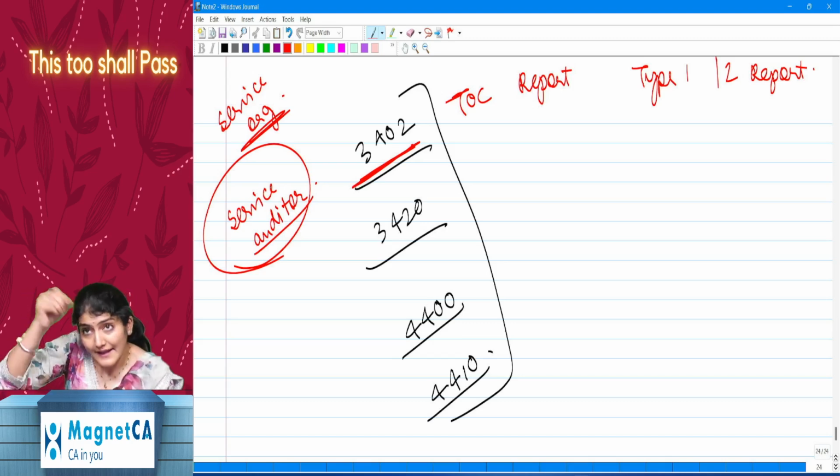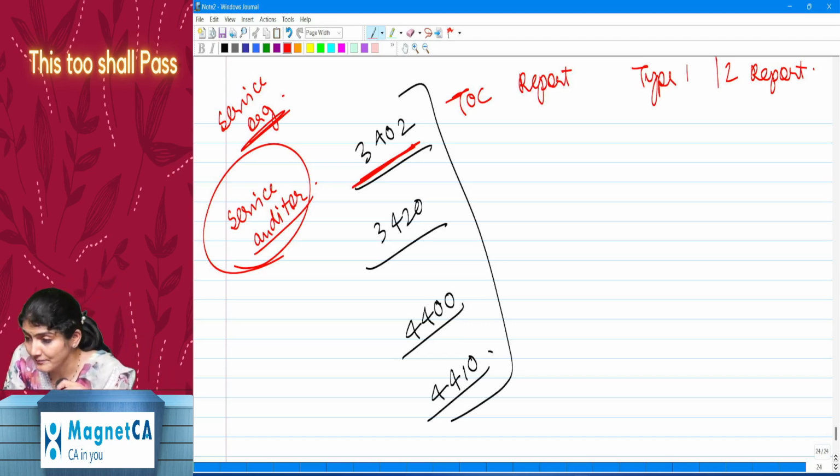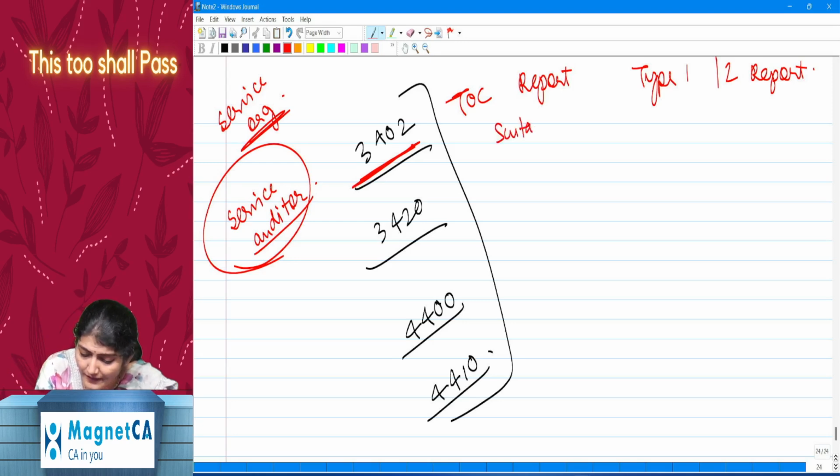In 810 you had the applied criteria. In 3400 you had the assumptions. Now in 3402 you will have the suitable criteria, right? The suitable criteria.